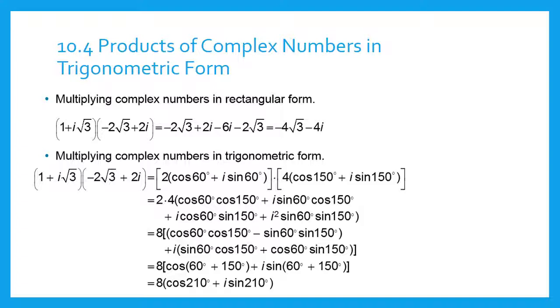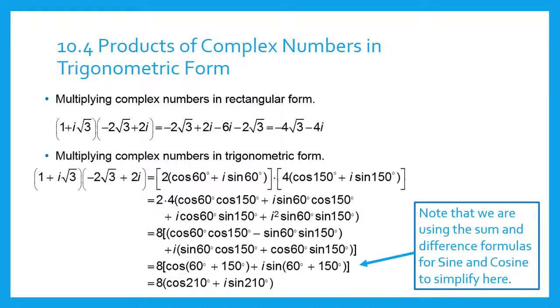Multiplying the same thing out, we get a cosine 210 plus i sine 210. By the way, if you're looking through the process, what we did to go from, let's see, about step 3 to 4 there, where I've got the arrow, is that we used the sum and difference formulas for sine and cosine in order to simplify that.